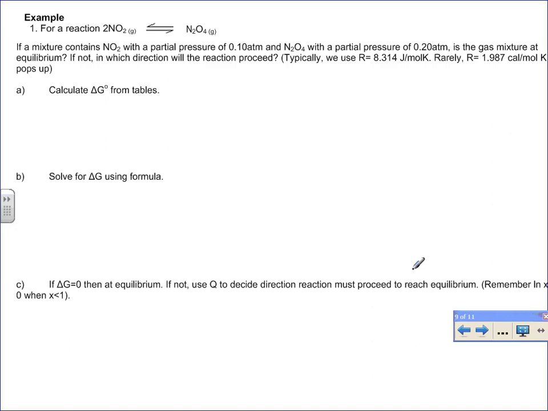Okay, so let's look at what kinds of calculations we can do with these relationships.